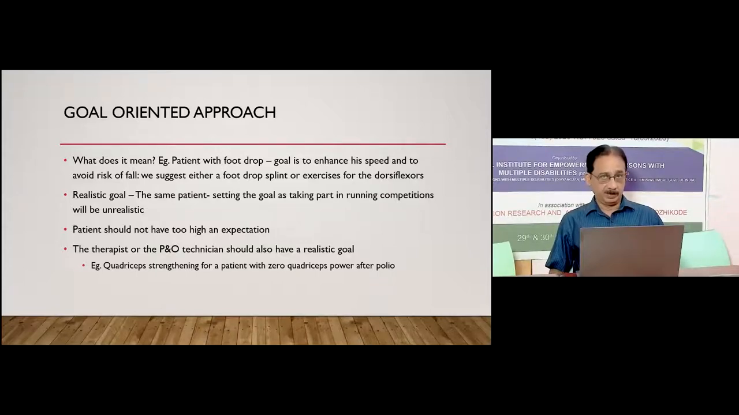And then she was put on physiotherapy by a therapist, and she was undergoing therapy for quadriceps strengthening for 6 months. And remember, the patient had absolute zero power in the quadriceps. It was a post-polio residual paralysis. The quadriceps, the knee extensor, was completely off. So how can somebody strengthen something which is not there? So that is what I am referring to.